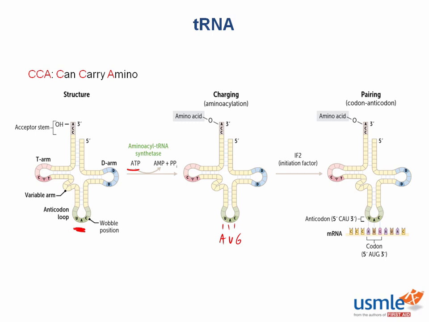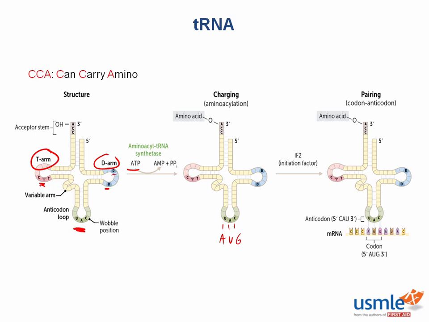There are a couple other parts of the tRNA anatomy that are less important, but they might show up in your Step 1 exam. For example, the T-arm contains a modified type of nucleotide called pseudouridine, which is represented by the Greek letter psi, and the D-loop has a modified nucleotide called dihydrouridine, represented by a D here and here.